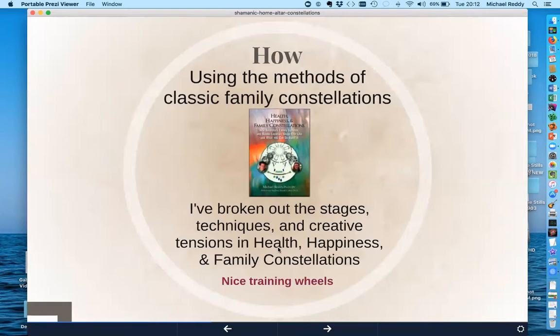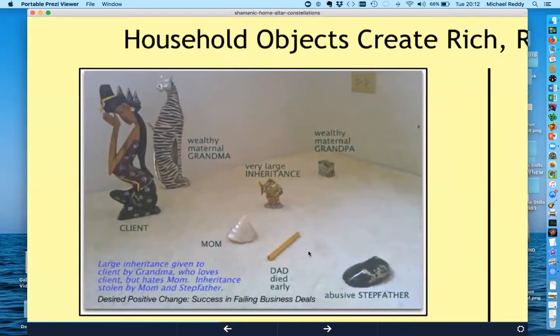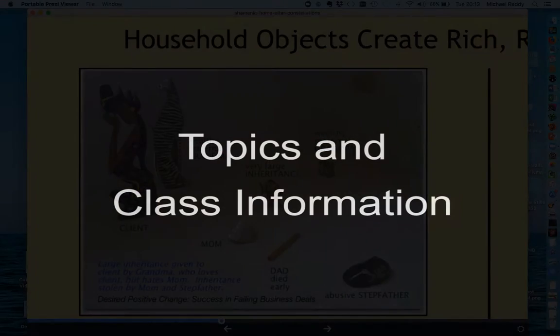All we do for these tabletop constellations is take these same things and shift their context a little bit, and they work just fine for this kind of constellation. Here's a picture of one of the first ones I ever did. We'll look at this in some detail. This is basically a large inheritance that was given to a client by her grandmother, who loves the client but hates the client's mother. Then the inheritance was stolen by the mom and the stepfather. There's a wealth of information in these household objects.